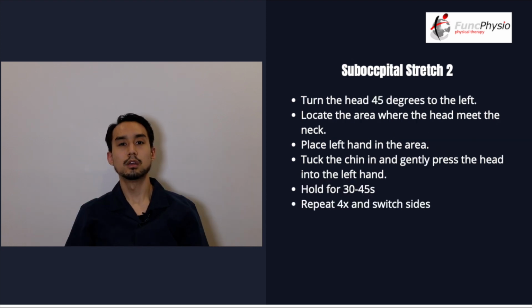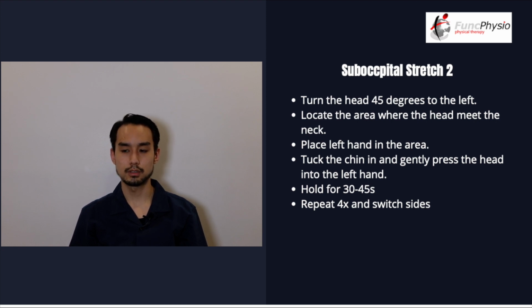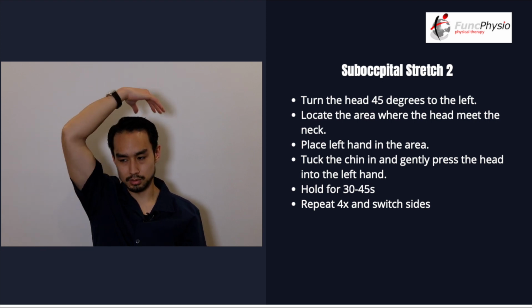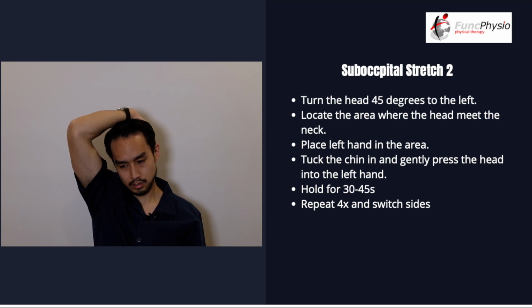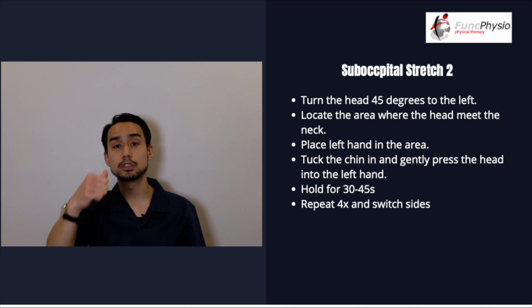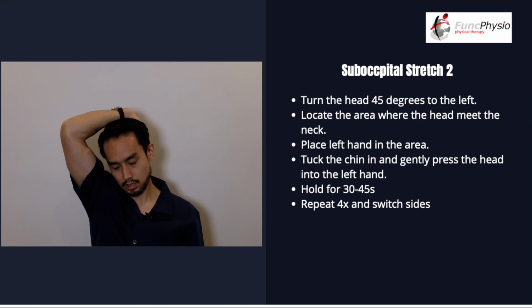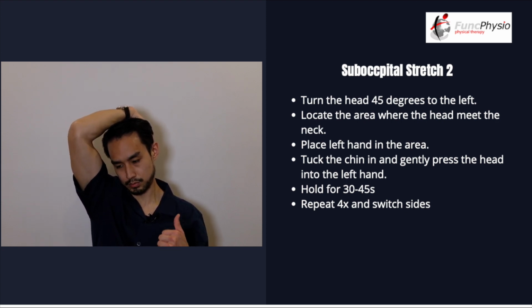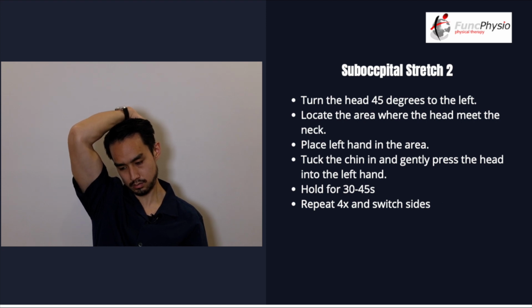Good. If you do want to isolate the right side versus the left side, so let's do the left suboccipital area, you can turn your head a little bit to the right, around 45 degrees. Hand's going to go to the opposite suboccipital area. Same thing as well. Don't think about just pulling down. Think about pushing your head up into the hands. So hands here, and then push my head up, tucking my chin in, and I'll feel the stretch.